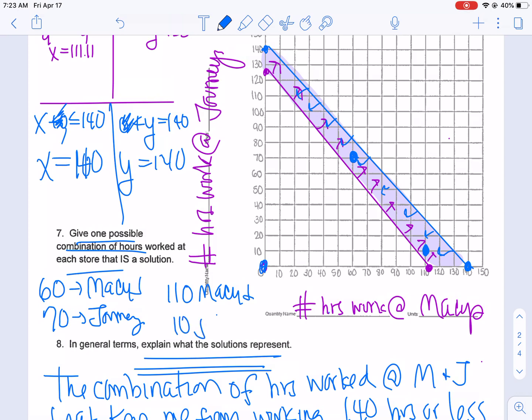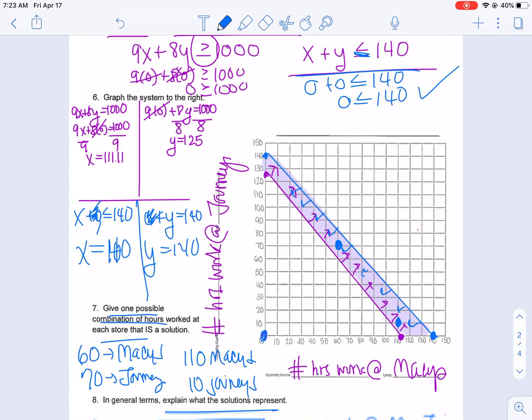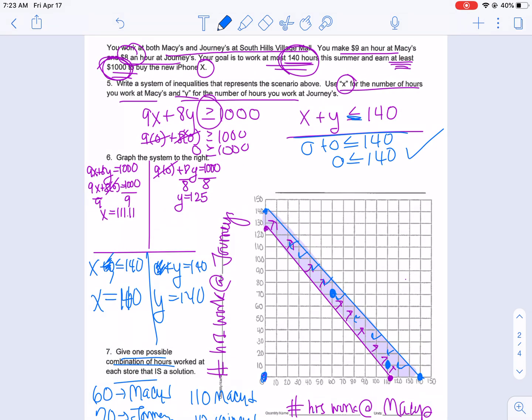So any combination of hours that would be in this shaded region would be a solution to the system that, again, would make you work no more than 140 hours and earn that $1,000.